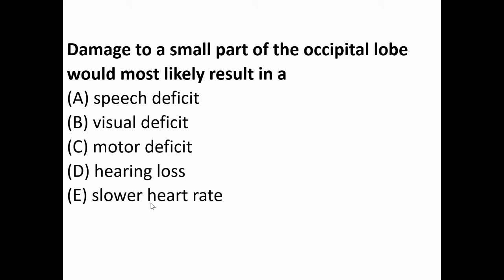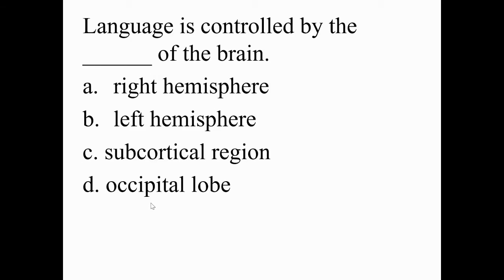All right. Damage to a small part of the occipital lobe. Okay, so think about it. Occipital lobe, occipital, optical, vision. The answer is B. Language is controlled by what side of the brain? La la la left, la la la language. Because that's where the Broca's area is. That's where the Wernicke's area is. It's on the left side. La la la left, la la la language.